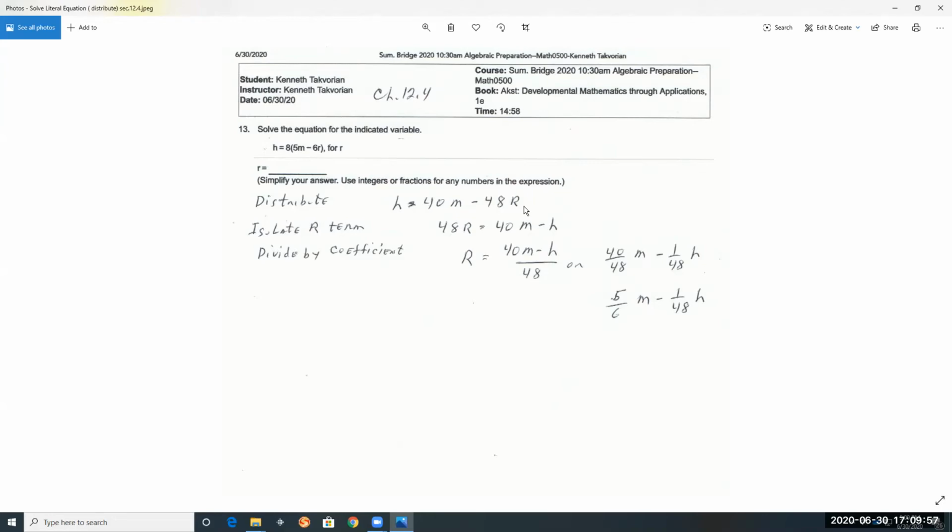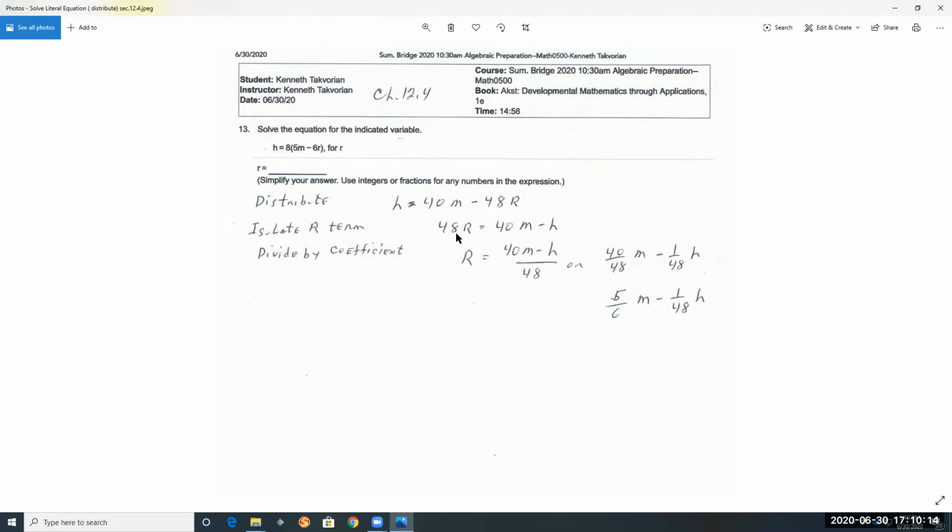Again, what are we looking for? We're looking for the letter R. Since it has a negative coefficient, I'm going to move that term to the left, and therefore I'm going to move the H to the right. Remember, the M and H are acting as if they were numbers.